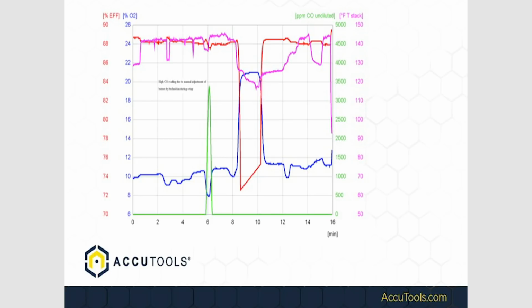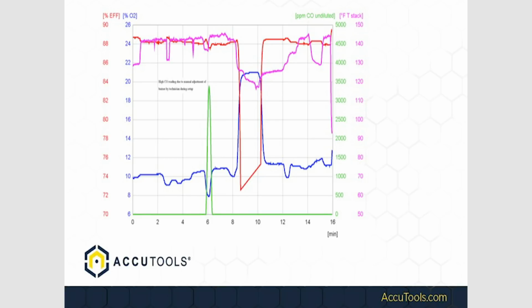You have air and fuel going in, everything looks good. You keep trimming down the O2, and everything looks good. You can be right at 0 parts per million, but you literally cross 0.5% of oxygen and it'll go from no CO to CO through the roof. Notice that where that's at, that CO undiluted of over 3,000 parts per million.